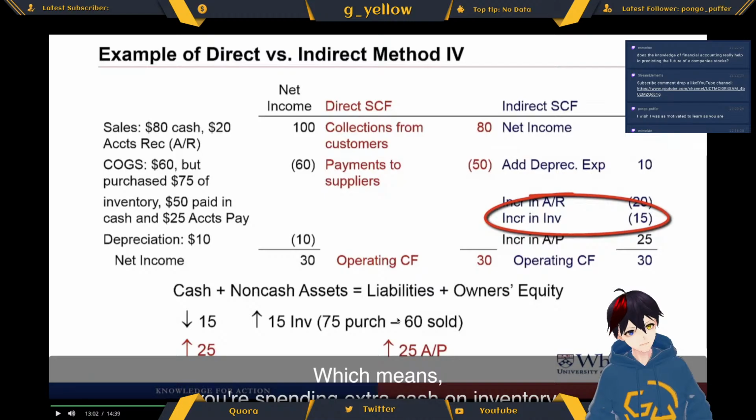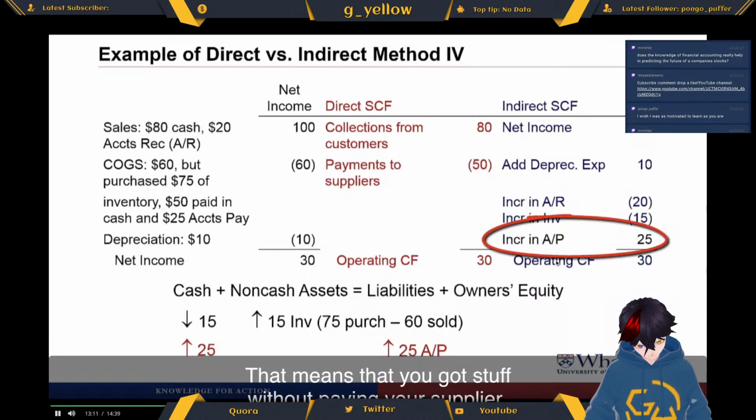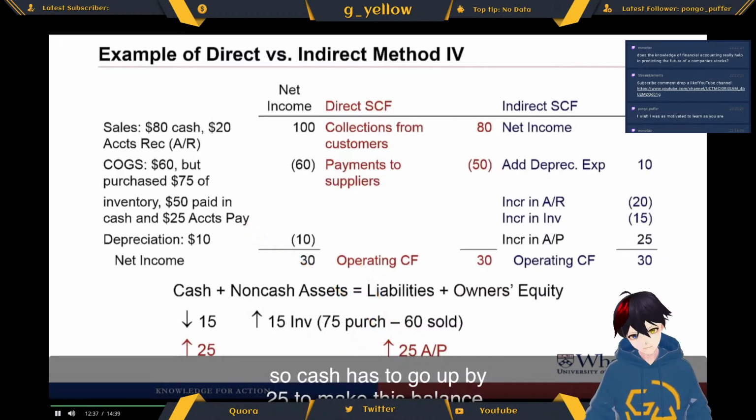And then pay 50. 50 was already paid in cash. The rest, 25, is accounts payable because that's non-cash out. That's actually, I think, a liability, because you have to pay the supplier, so it's not assets. So that's 25 right here, because it's on the other side of the equation. Spending extra cash on inventory is why it's a subtraction on the cash flow statement. For accounts payable, if your accounts payable went up, that means that you got stuff without paying your supplier. Not paying your supplier is a source of cash. That's on the other side of the equal sign, so cash has to go up by 25 to make this balance.